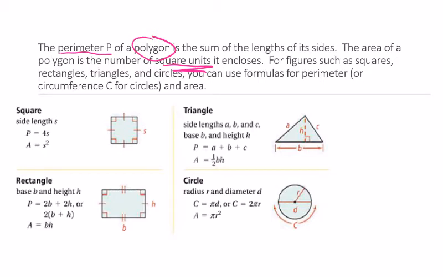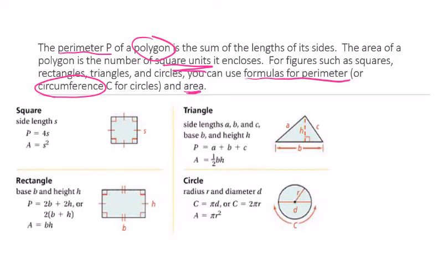All right, and for figures such as squares, rectangles, triangles, and circles, you can use formulas for perimeter. For circles, instead of perimeter, we use the word circumference, right? That's the length around it. So same idea: perimeter is the sum of all the sides or the length around it, and circumference is the length around the circle. All right, and then for area, we have formulas for rectangles, triangles, circles, and squares.